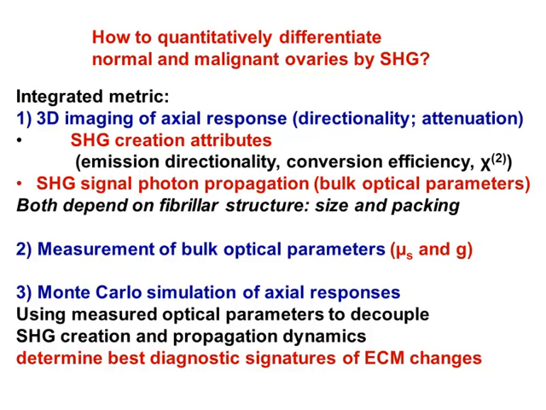There are what we call SHG creation attributes, which is the initial signal directionality of how the SHG gets made, and then how it propagates based on μs and g at the SHG wavelength. And both of these depend on the fibrillar structure. And then we also measure separately offline, we measure μs and g. And then we do a Monte Carlo simulation of these responses, because all we do is measure photons. Because these things are convolved responses, we don't know from whence they came. And in general, either or both the creation attributes or the propagation could be different in diseased tissues. And so what we want to know is what would be the best diagnostic signature.